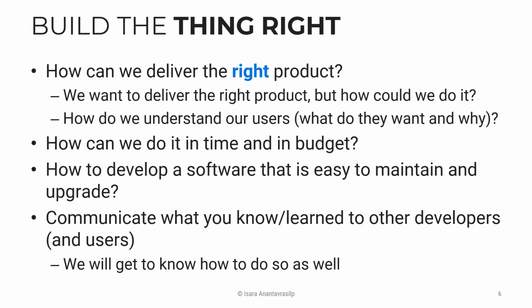Now, to build the right thing, well, it is a little bit more complicated than just to solve user problem. Here we are focusing on a few questions as follows. How can we deliver the right product? Of course, we want to deliver the right product. We want to make sure that the users are happy, that our software solves their problem. But how can we do it? What is the process to make sure that what we do corresponds to what the user needs?